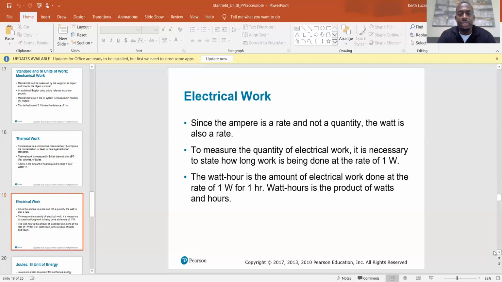Electrical work. Since the ampere is a rate and not a quantity, the watt is also a rate. To measure the quantity of electrical work, it is necessary to state how long work is being done at the rate of 1 watt. The watt hour is the amount of electrical work done at the rate of 1 watt for 1 hour. Watt hours is the product of watts and hours.